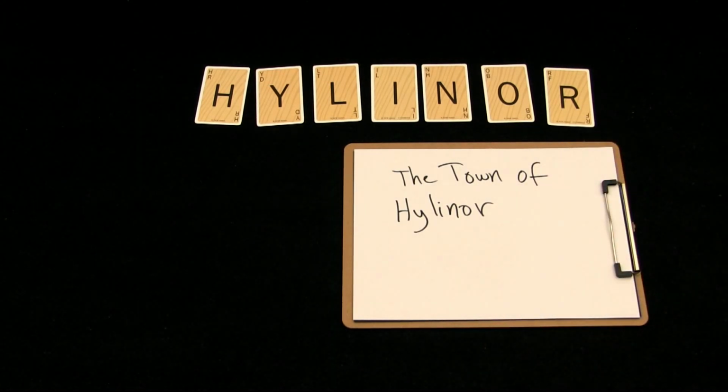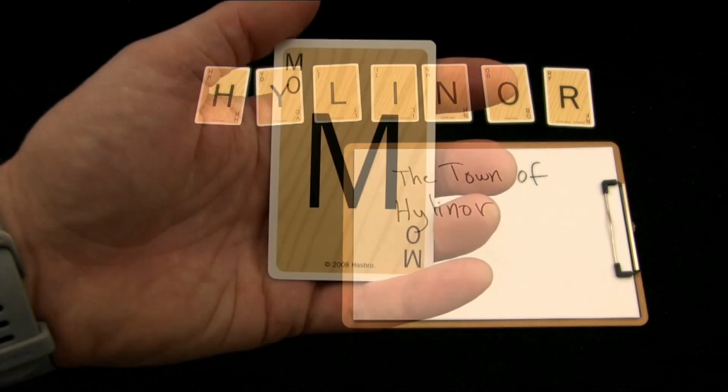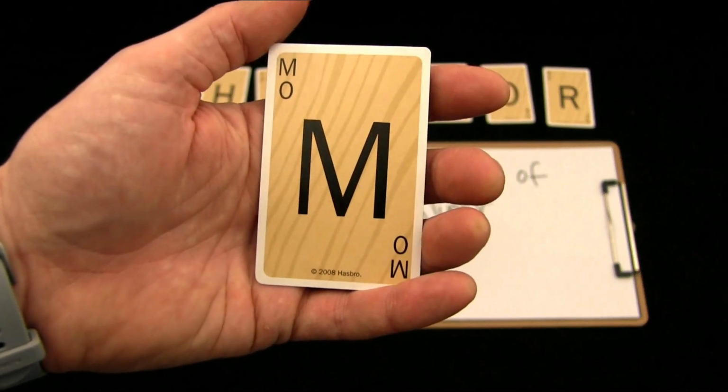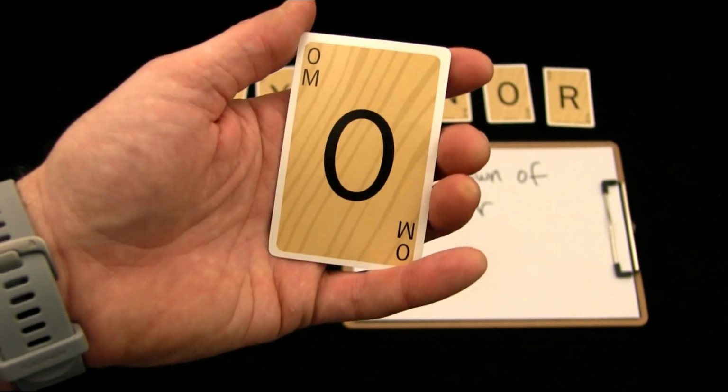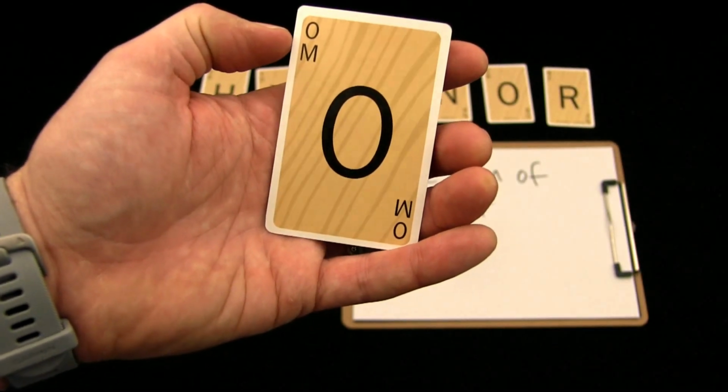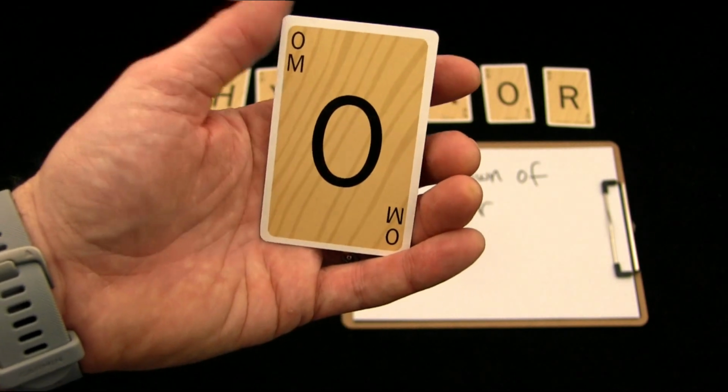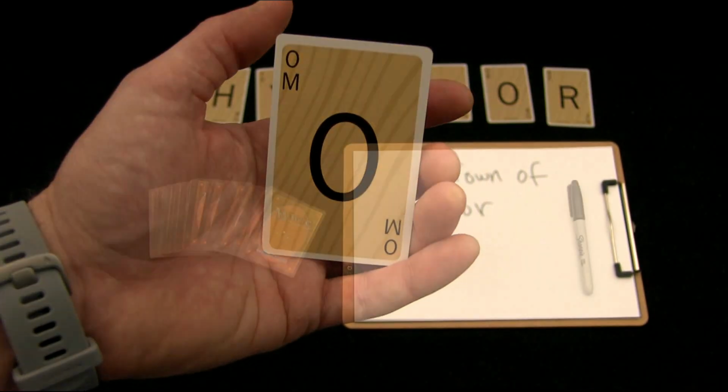So there you go, a bunch of random letters that I've been able to shuffle together to make the name for the town of Helenor. One cool thing about these cards is that they are double-sided, so on one side you have the big M, on the other side you have the big O, and you see both of those letters are here on the top and the bottom, so that you have more possibilities to pick out letters if you need them.